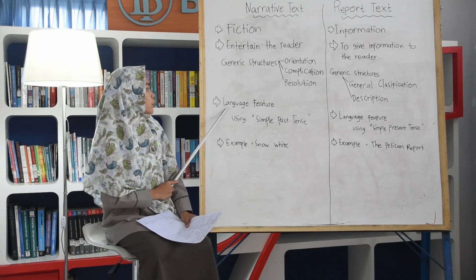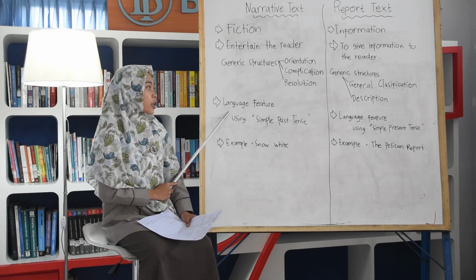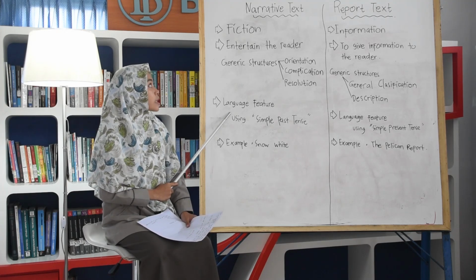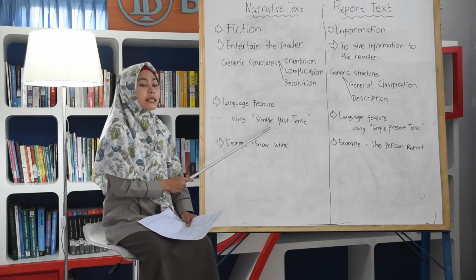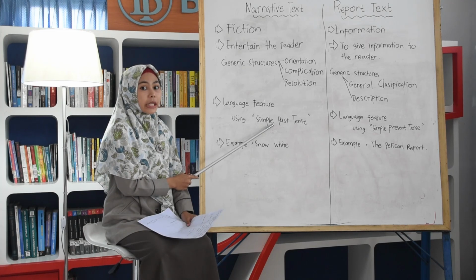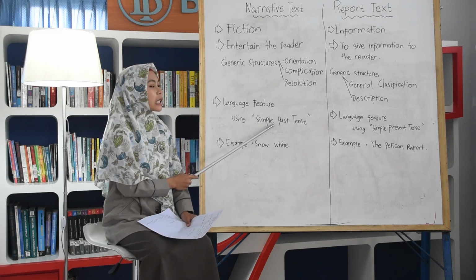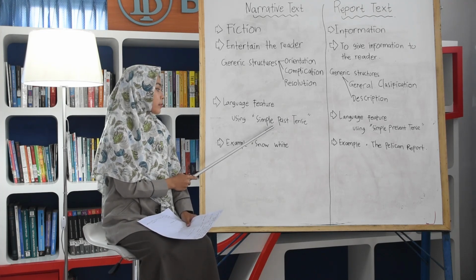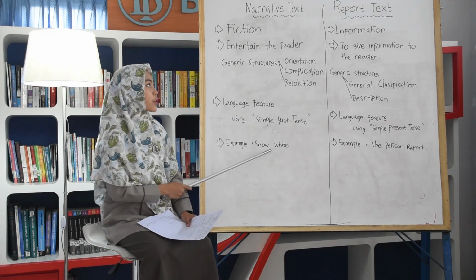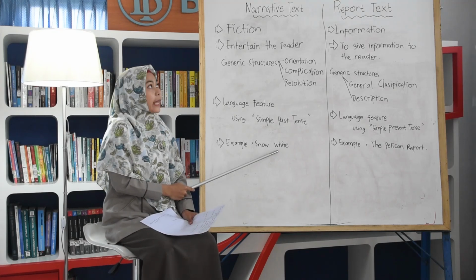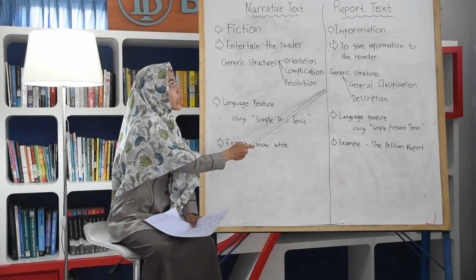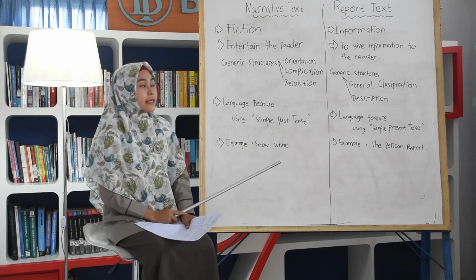Next, we want to talk about language feature. The language feature that you can use in the narrative text is simple past tense. So, this story tells about a past event. For example, a narrative text is Snow White. Okay, that's enough for narrative text, and we can talk about report text.